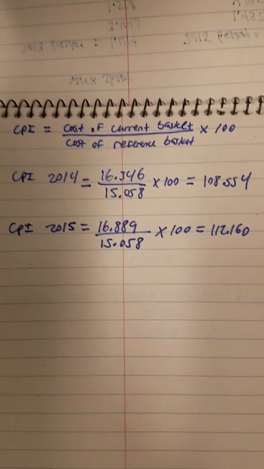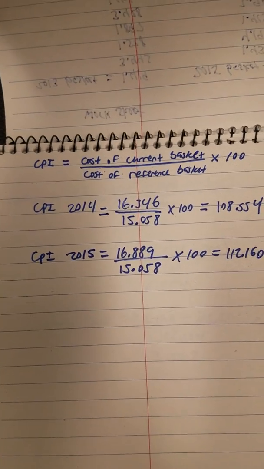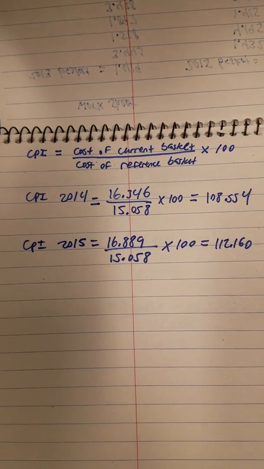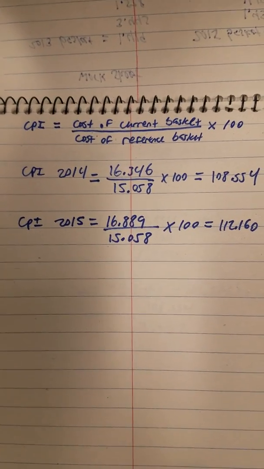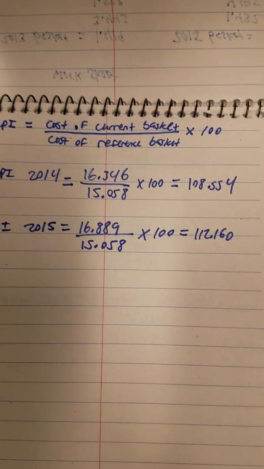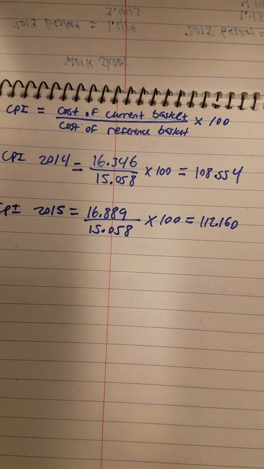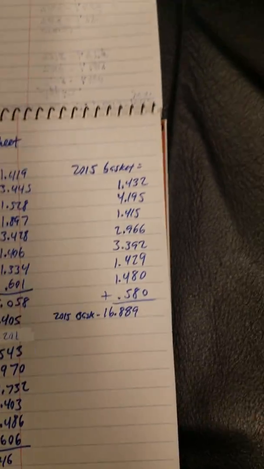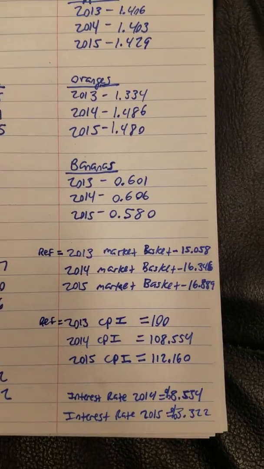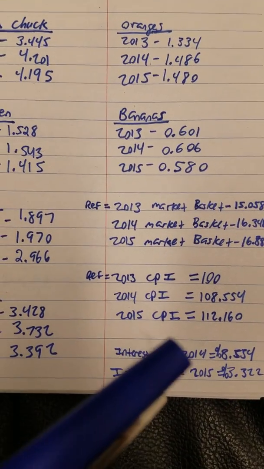Now, for 2015, we did the same exact thing, except we used the current basket of 2015 prices, which changed it to 16.889, divided by the original 15.058, and that gives you, after multiplying by 100, 112.160 as the CPI for 2015. And we went ahead and labeled all those down here.